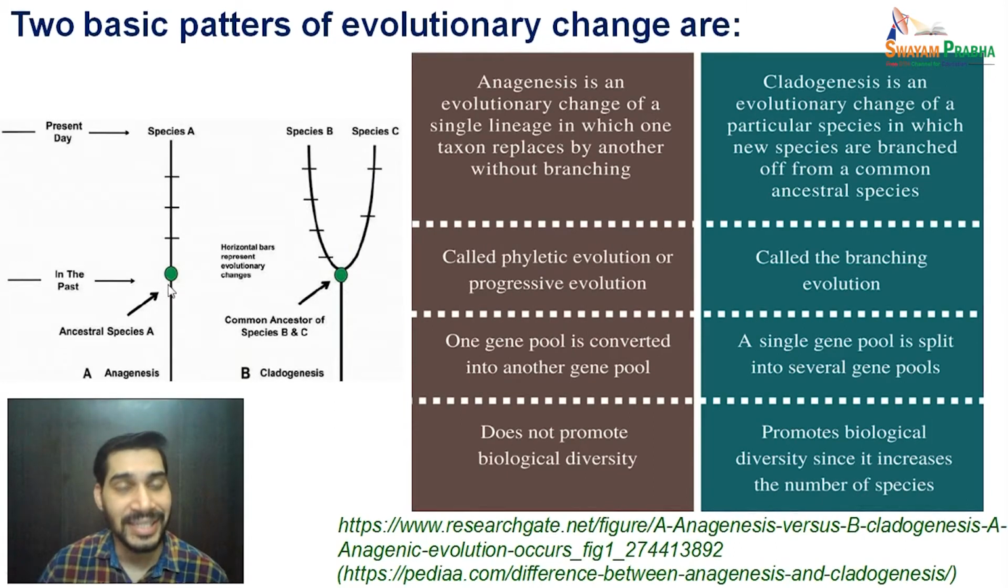Anagenesis is also called phyletic evolution or progressive evolution, whereas cladogenesis is called branching evolution. In anagenesis, one gene pool is converted to another gene pool. So from here it's getting converted to another gene pool, whereas in case of cladogenesis, a single gene pool is split into several gene pools. Anagenesis does not promote biological diversity, whereas cladogenesis promotes biological diversity since it increases the number of species.